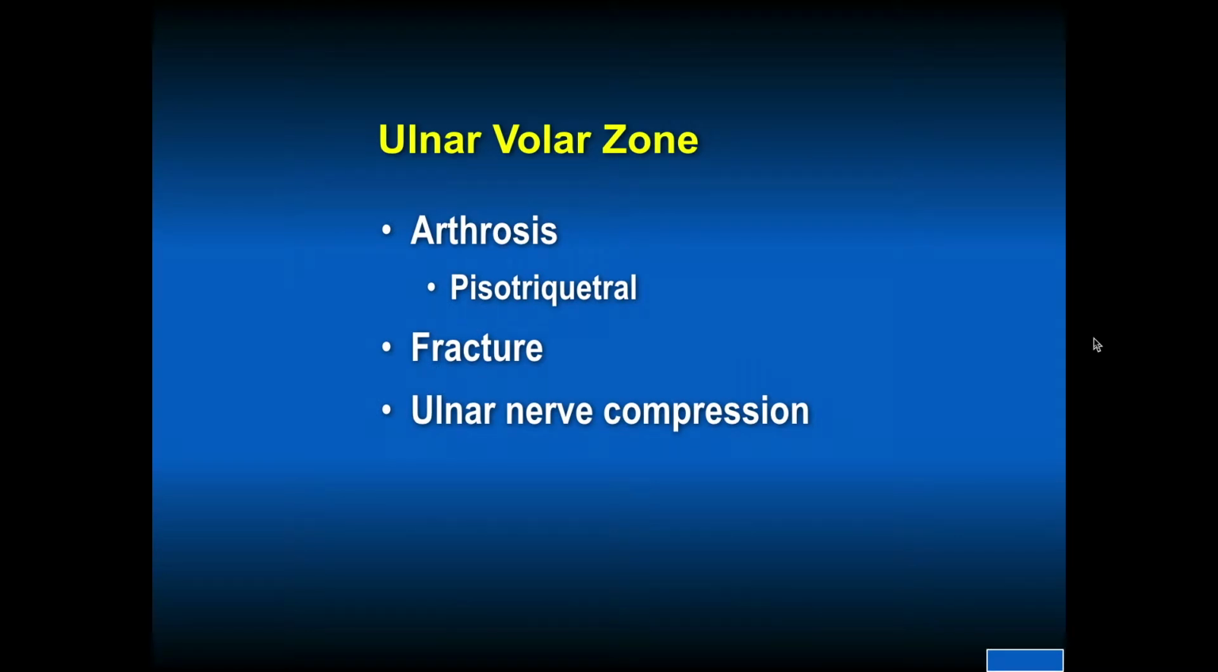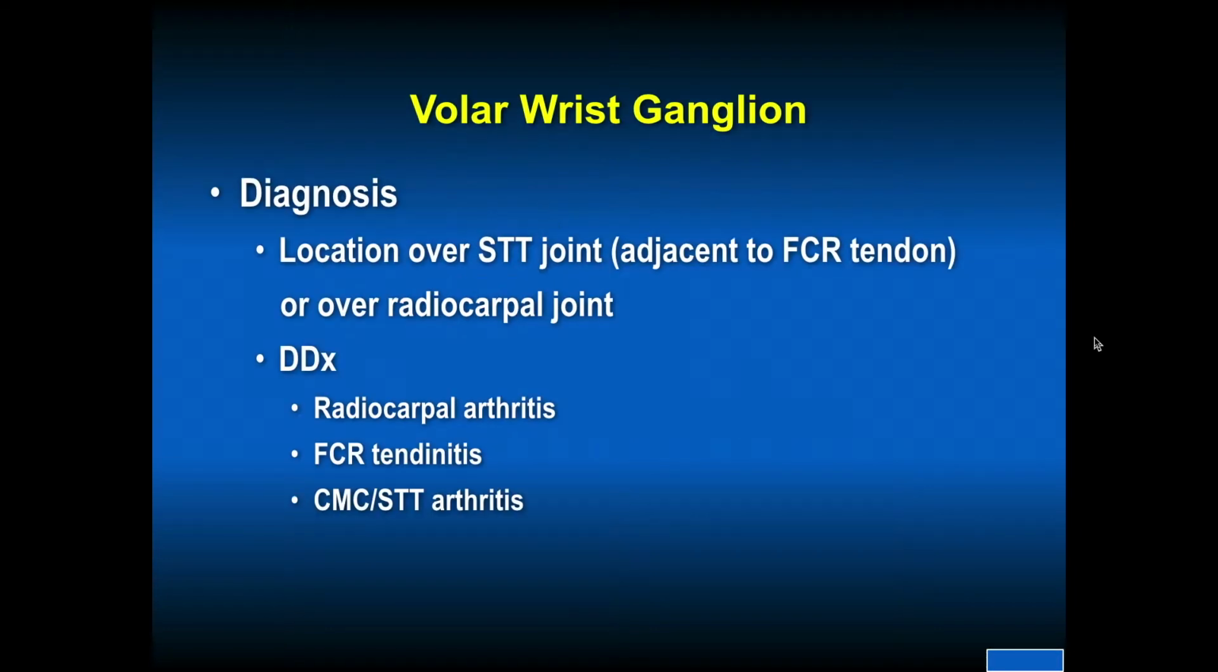The ulnar volar zone, arthrosis, pisotriquetral, fracture of the hamate, ulnar nerve compression. You can have a volar wrist ganglion.